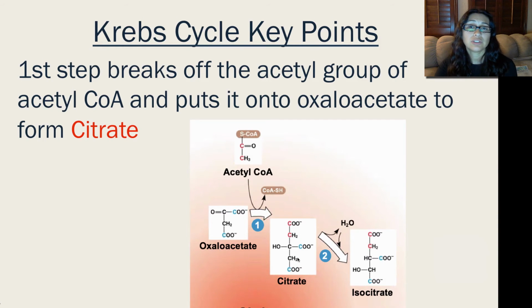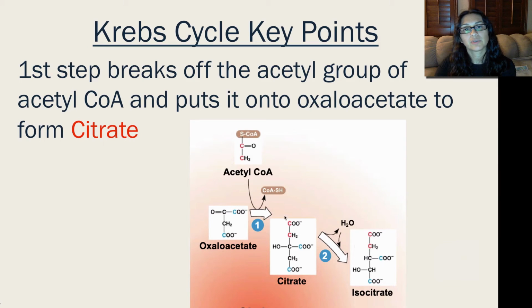Now, citrate should sound familiar because we talked about how it can act as an inhibitor for phosphofructokinase, which is an enzyme that is used in glycolysis. So this is a very important step right here. This will help us control our rate of the Krebs cycle or the citric acid cycle. So very, very important right there.